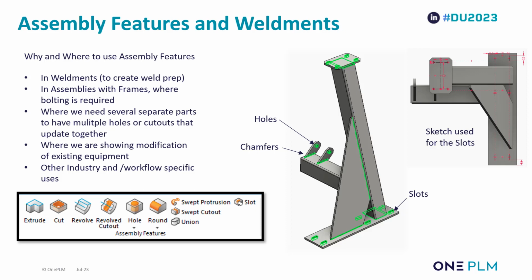Where we show modification of existing equipment, assembly features are used a lot, so we need to cut that out to put that in. That's used a lot in industries such as rail. And then there are other industry and workflow specific uses, such as somebody might create a circular billet and then an assembly feature showing the first machining process, then another machining process, and then another, because certain items might end up going on different machines, so you show the processes that are done on each machine using assembly features.